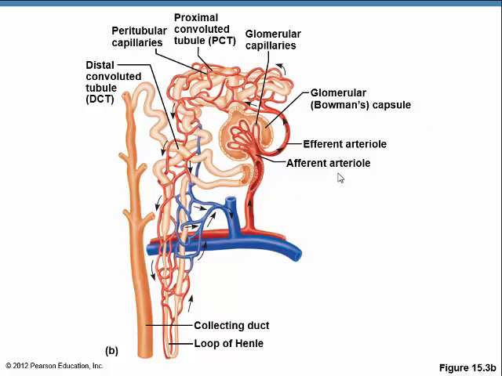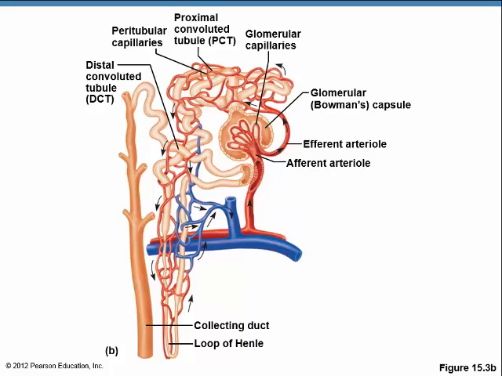In this diagram, we can find all the parts of the nephron, starting at the glomerular capillaries, surrounded by the glomerular capsule. From there, we're going to move into the proximal convoluted tubule. From the convoluted tubule to the loop of Henle. From the loop of Henle to the distal convoluted tubule, which will empty into the collecting duct. The collecting duct is not considered part of the nephron.